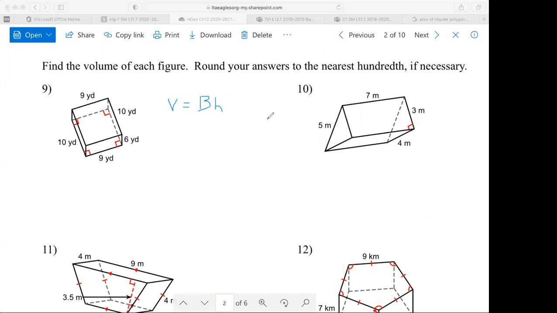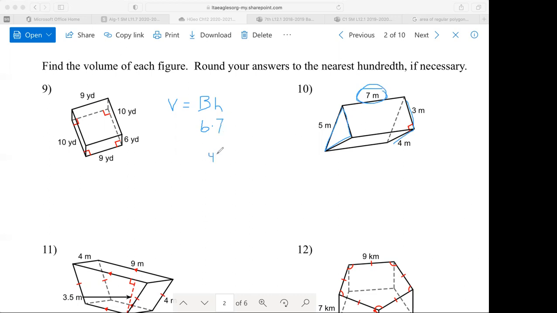Okay, so number 10, we need the base area. Remember, it's a prism. So the base is the triangle. The sides of a prism are rectangles. The rectangle's not the base. It's a triangle. I know it's a right triangle again. So I got a base of 4 and a height of 3. Area of a triangle is base times height divided by 2. So that'd be 4 times 3, 12, divided by 2, 6. So I got a base area of 6, and the distance between the 2 triangles is 7. There's no challenge here. That's 42.